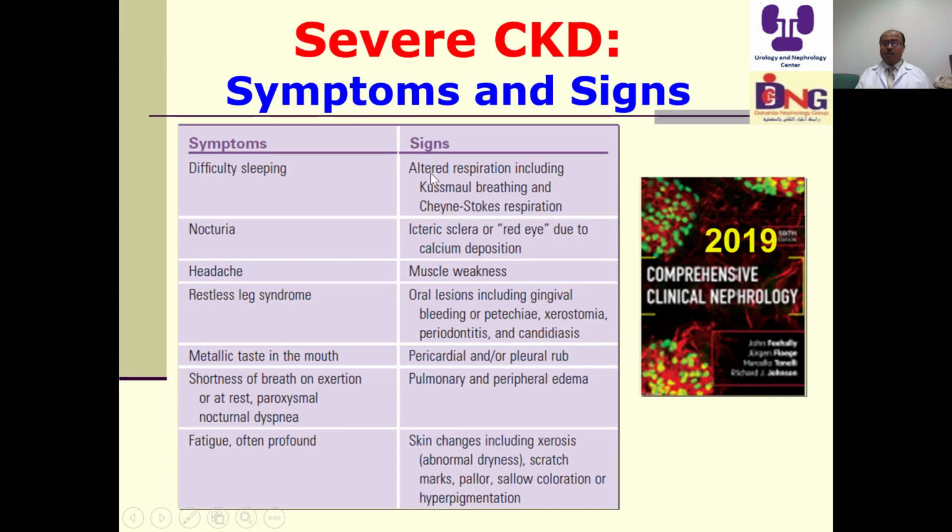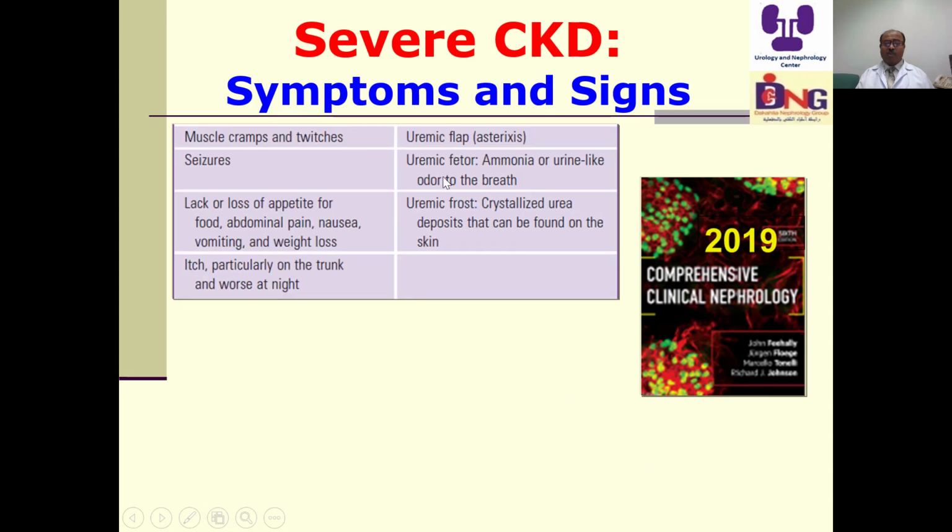The signs may be altered respiration, like Kussmaul respiration, which means acidotic, deep in rate and depth, and high rate and high depth, and Cheyne-Stokes respiration, red eyes due to calcium deposition, muscle weakness, oral lesions like gingival bleeding, petechiae, infections, pericardial rub, pulmonary and peripheral edema, skin changes like scratches, dryness, pallor, hyperpigmentation, tremors, fetor, uremic frost. I have been working in nephrology for almost 30 years. I didn't see uremic frost, so it was in the past.